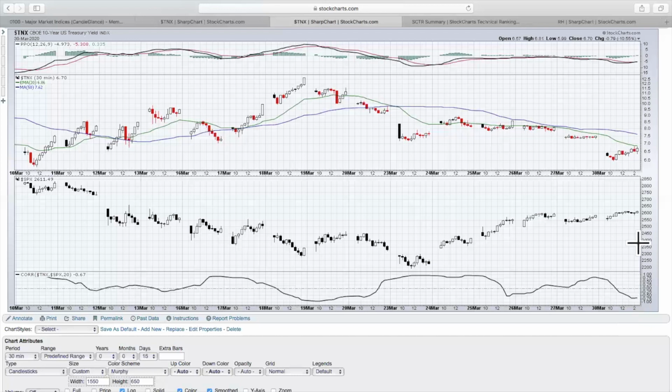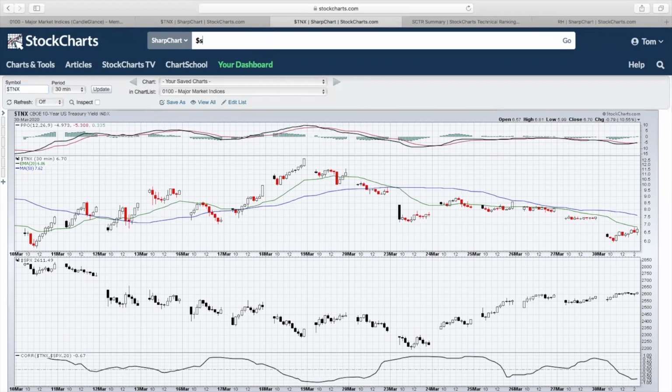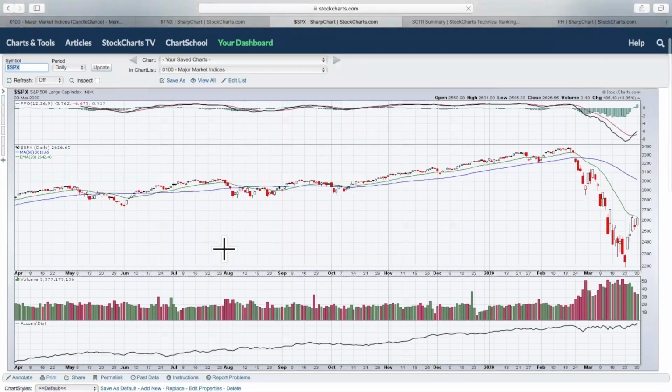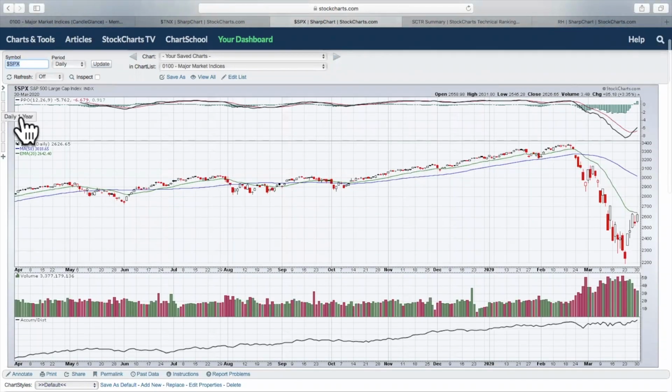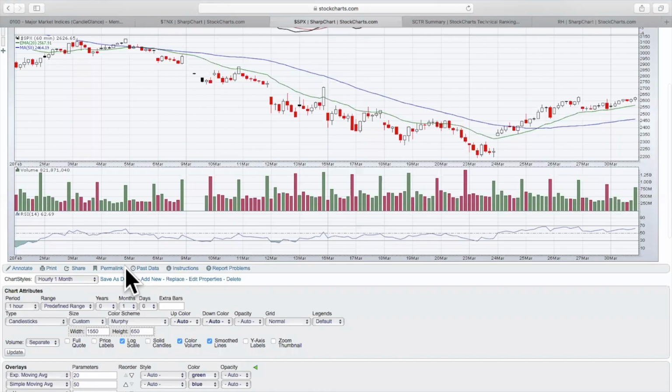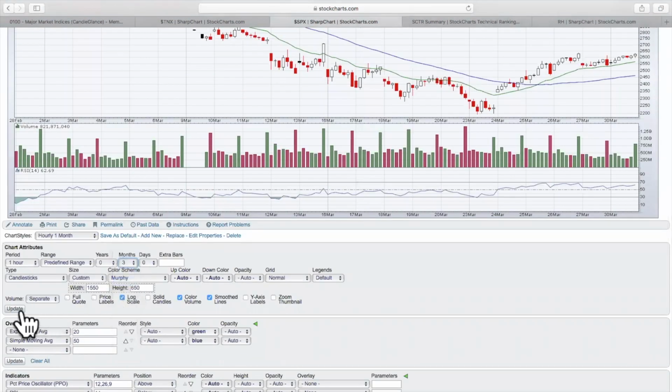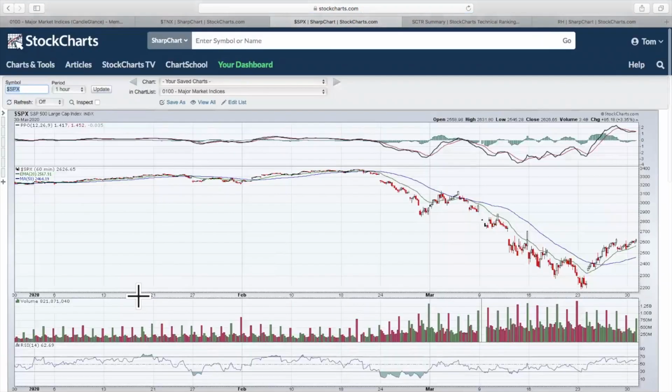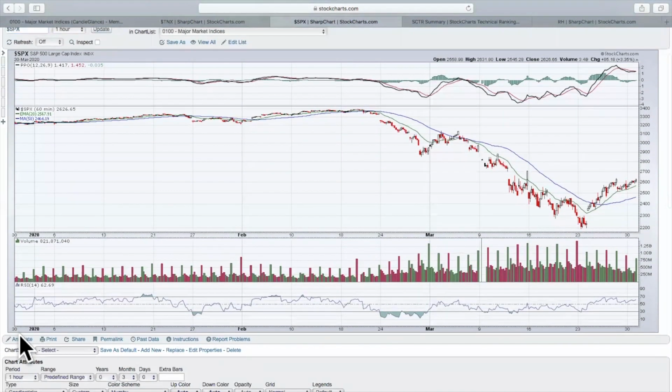So one of two things is probably going to happen here pretty soon. Either we're going to see the yield start picking back up to coincide with the stock market going up, or we're going to see the stock market begin to roll back over. Now, as far as the S&P 500 goes, I'm going to go ahead and pull this up on an hourly chart. And let's go back and look at this over the last 3 months. And now let's annotate.